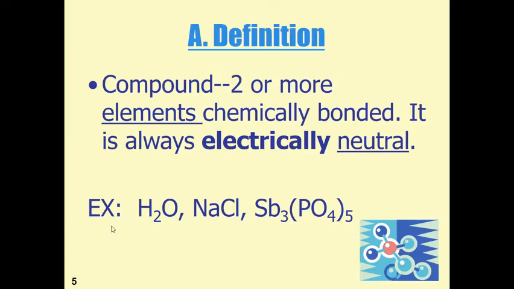Okay, so for instance, H2O, this is a covalently bonded compound, a molecule. There is no charge whatsoever. NaCl, sodium chloride, this is an ionic compound. It is made up of a sodium ion, which is positively charged, got a +1 charge, and a chloride ion that is negatively charged, got a -1. But overall, the whole molecule is electrically neutral.